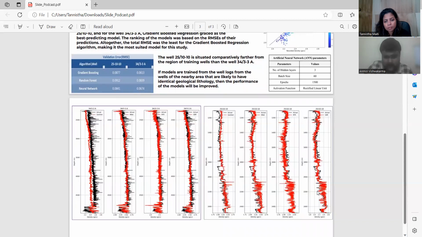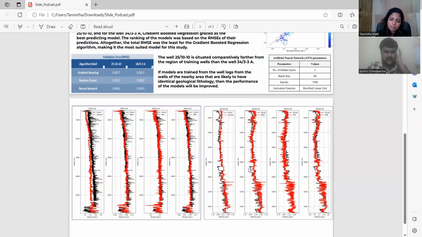And we can see this visually from here. On the left hand side, it is for well 1, which is 34 3A, and on the right hand side it is for 25 10 10. Two wells. So the predictions are good, and they are following the trend. And we can see the predictions from the Gardner's equations are not as reliable, where the actual is black in color and the Gardner is in red color.